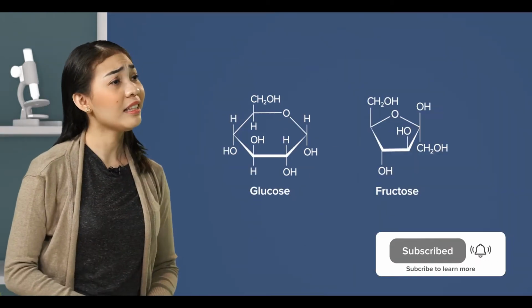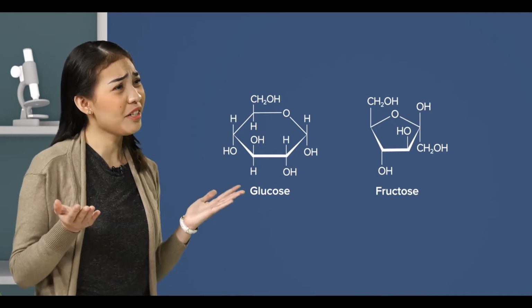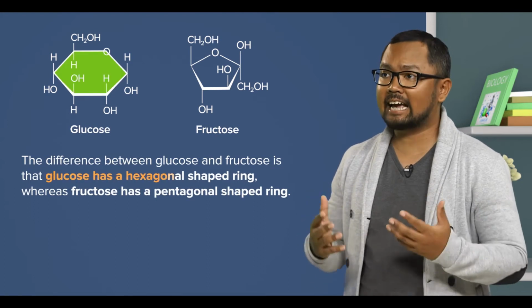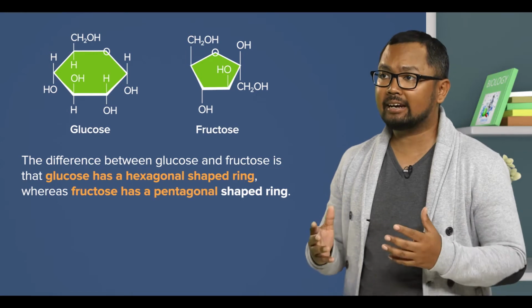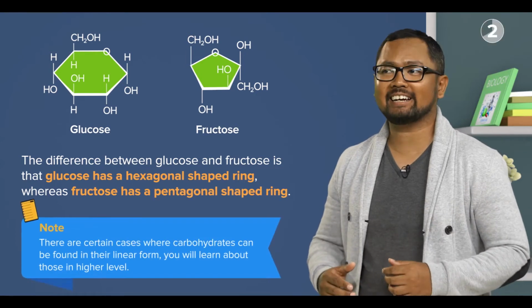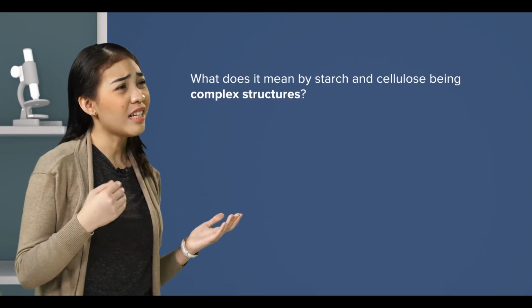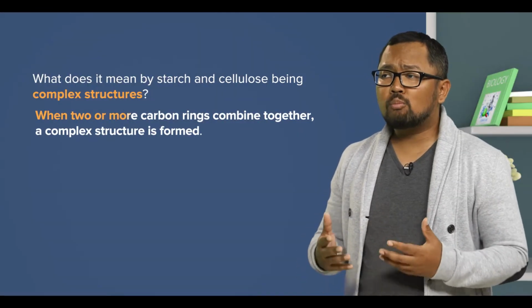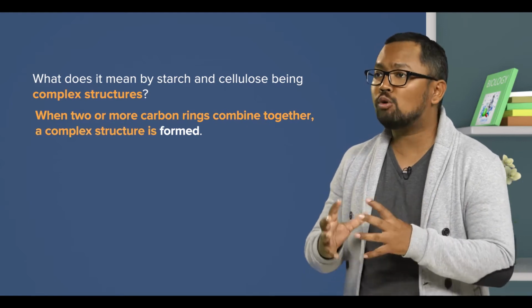Teacher, I get it that glucose and fructose are simple sugars, but what's their difference? The difference is that glucose has a hexagonal shaped ring, whereas fructose has a pentagonal shaped ring. Okay, so what do you mean by starch and cellulose being complex structures? Well, when two or more carbon rings combine together, a complex structure is formed.